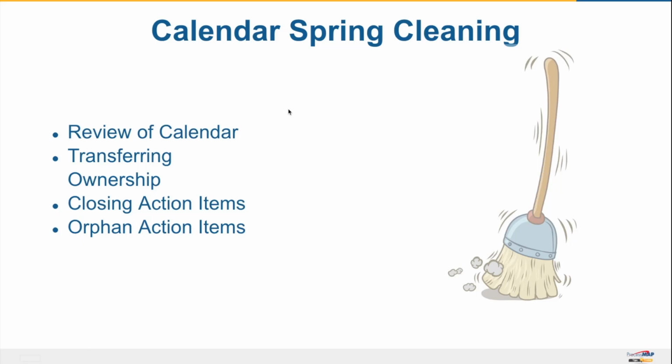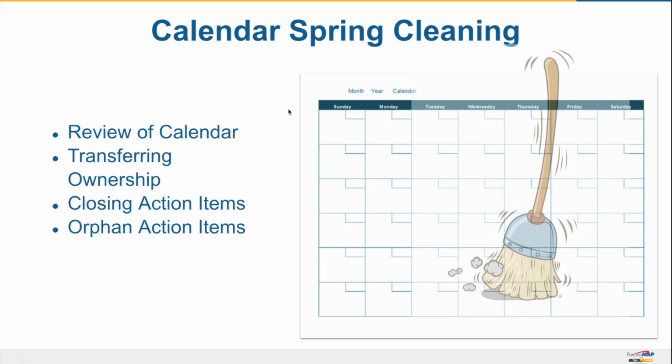For now, continuing with our cleanup, I wanted to go ahead and cover the different processes that you can do to keep your tasks, your alerts, and your reminders up to date and very clean. I'm going to be doing a mini review of our calendar, how we can transfer ownership, what kind of transfers you can do, how you can close those action items depending on your permissions, but most importantly, how to identify those orphan action items out there that really don't have anybody assigned to them. So let's go into our live demo and let's review it together.